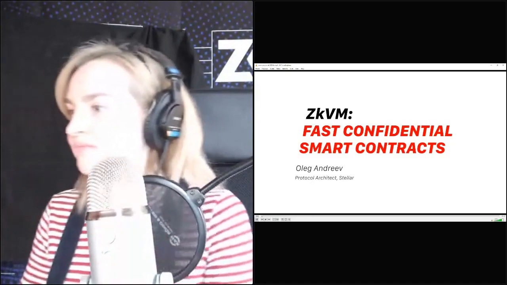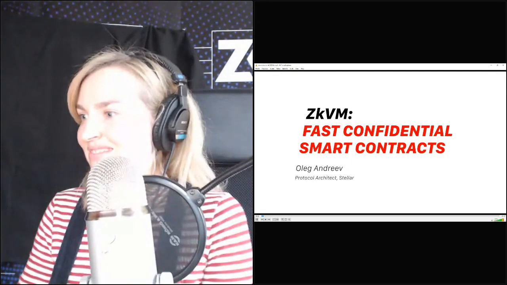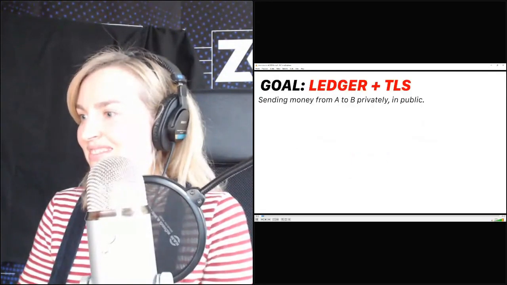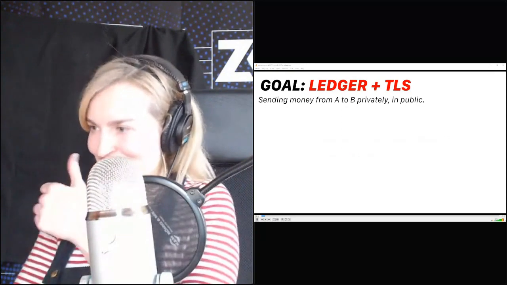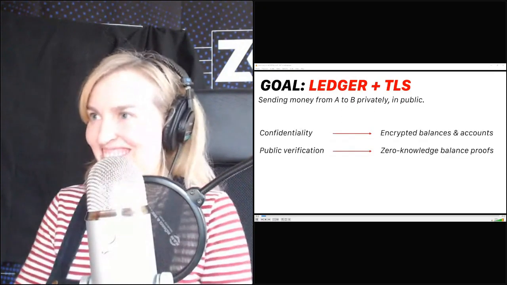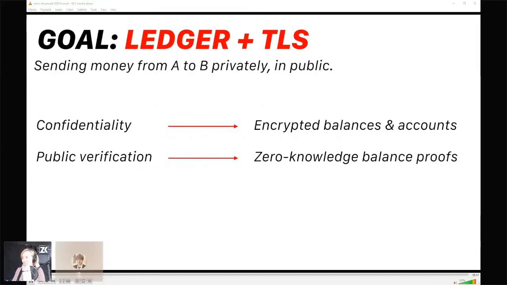Andreev and I designed zkVM at Stellar. Today we'll talk about making confidential smart contracts with speed and style. So our goal is to make something like a blockchain with TLS, so we can use public infrastructures to send money between private actors. The most basic confidential ledger would have some sort of encryption for balances and transmitted amounts, and would require the use of zero-knowledge proofs to prove to the network that transactions do not inflate money supply.